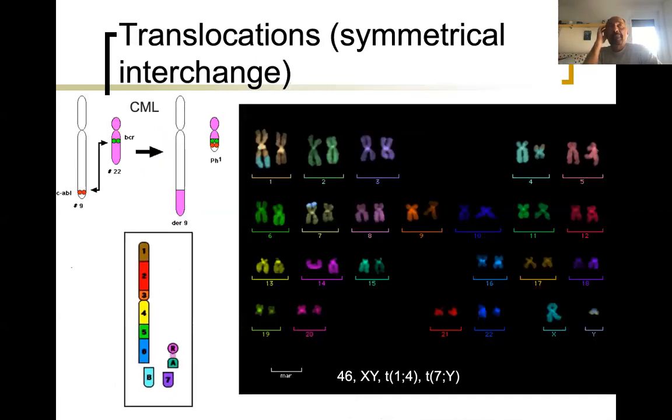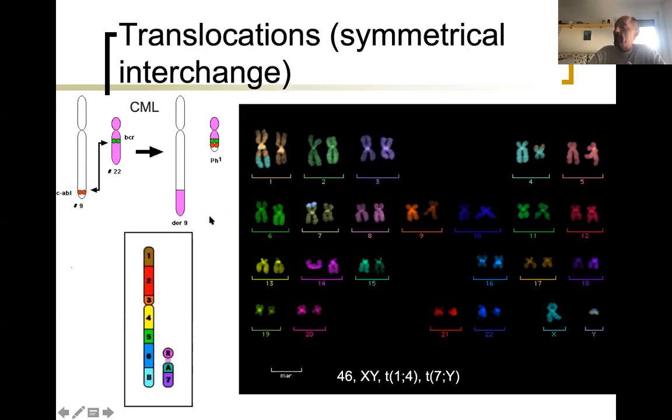Dicentrics are asymmetrical interchanges. What about symmetrical interchanges? Symmetrical interchanges are called translocations. And of course they start exactly the same as dicentrics. You break one chromosome here, you break one chromosome here, but now the rejoining is not joining together the two pieces with the centromeres. It's just exchanging the other two pieces without the centromeres. Why are they very famous? They are very famous because translocations are very often found in cancer, very often.